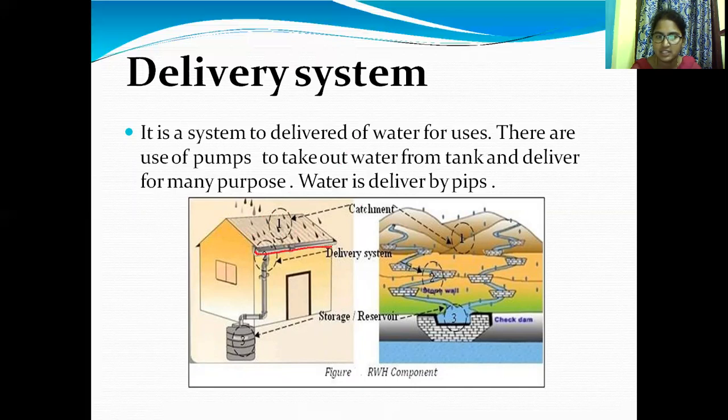We can construct this type of structure on rooftops so that water passes over the roof and is stored, and then it is transferred by delivery pipes like PVC pipes to the storage tanks. Water will pass through to the storage tanks. The catchment water will be stored on rooftops, delivered using delivery pipes, and stored in storage tanks. So these are the rainwater harvesting components.